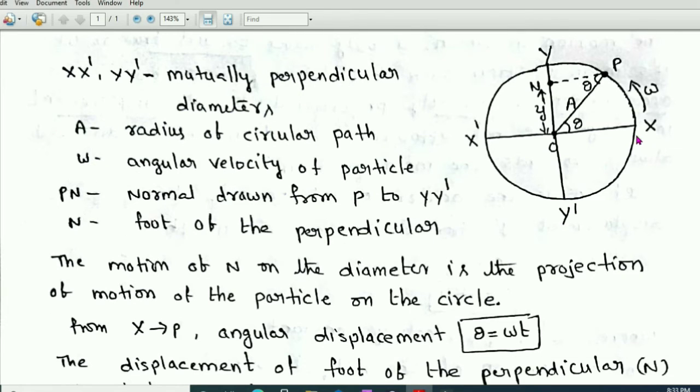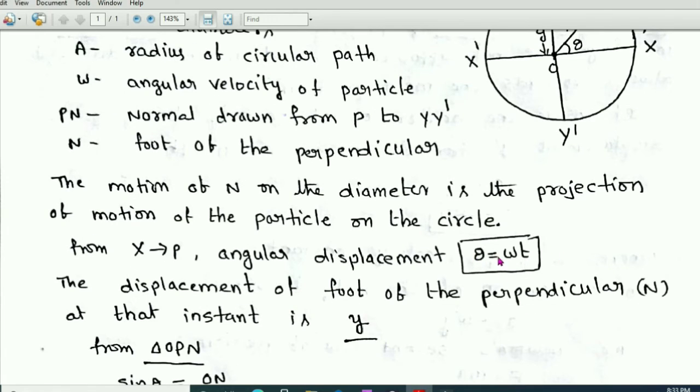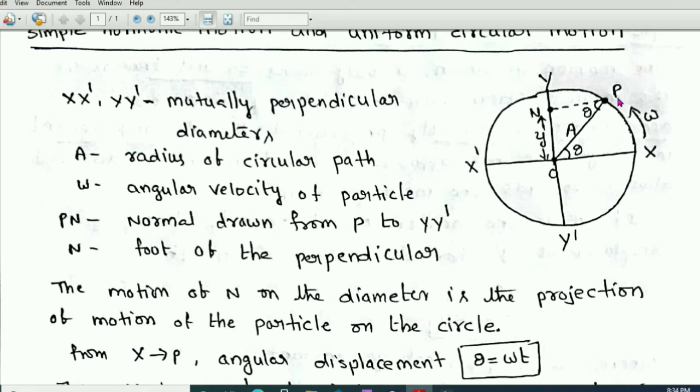Now let us consider the particle starts from X, and after a time T it reaches the point P. It covers an angular displacement theta, so theta is equal to omega into T. Theta is the displacement, and displacement is the product of velocity and time. Velocity is omega and time is T, so omega T is the angular displacement covered by the particle when it reaches P from X.